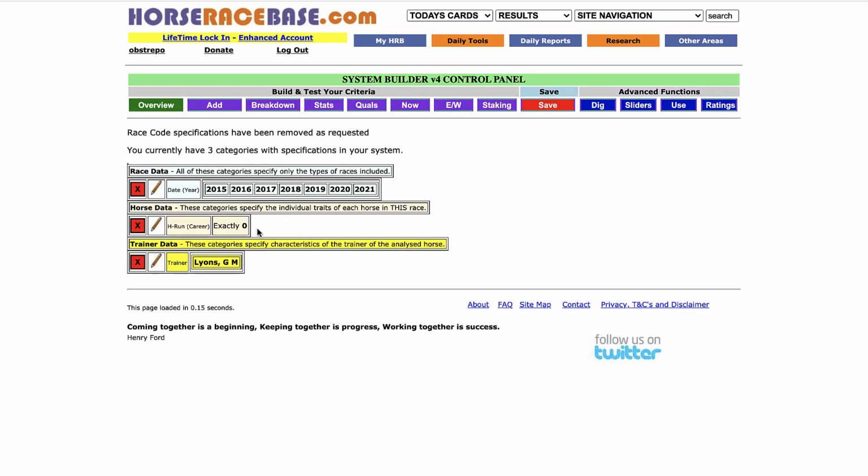So now we've got Jer Lyons horses that have never run before, and we're not restricting it to flat rather than all weather, and we're not restricting it by month. So let's now see if either of those categories are worth actually including.